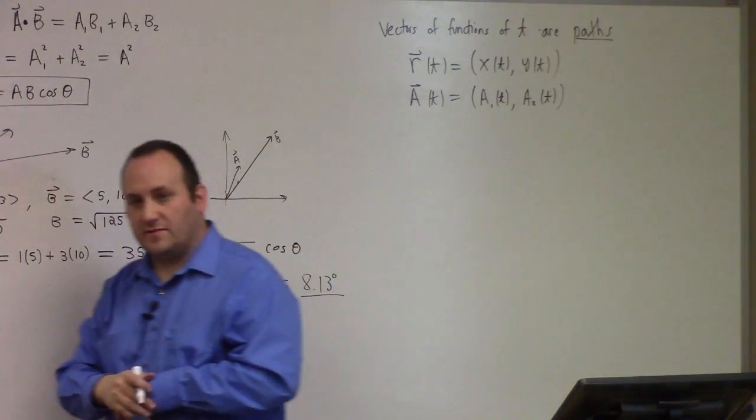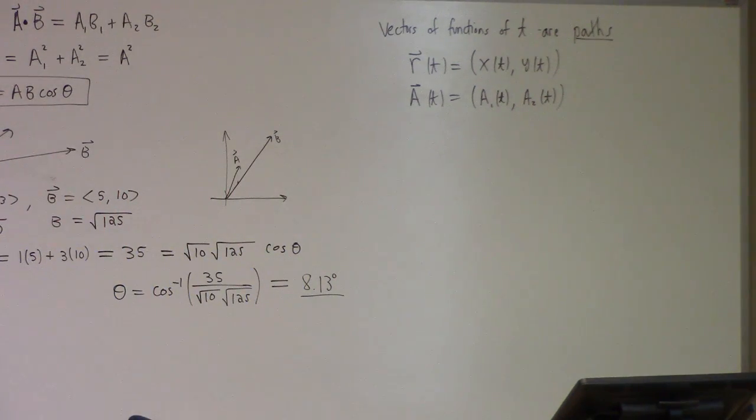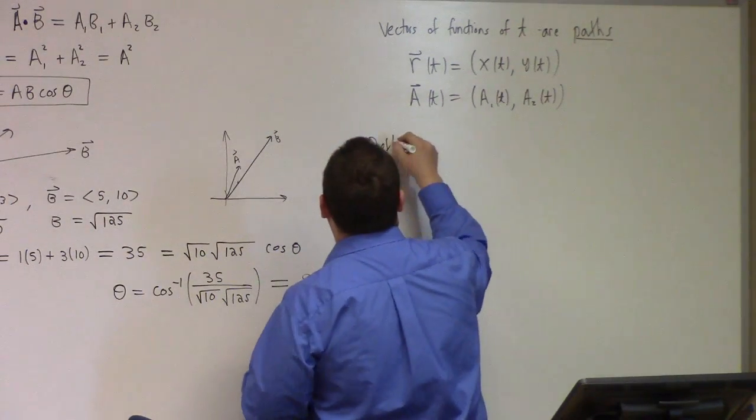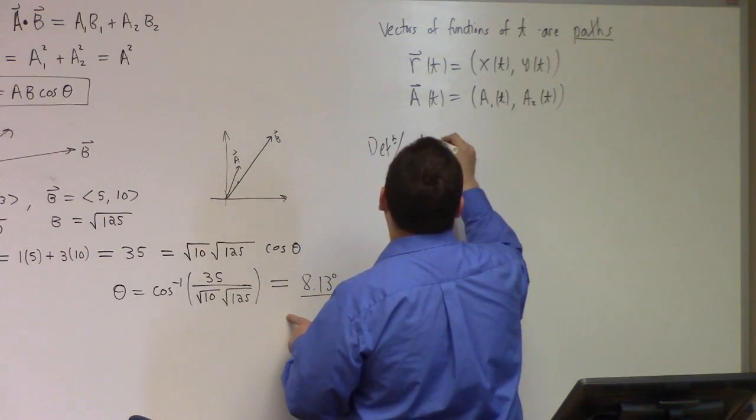And you can add vectors of functions, and you can scalar multiply vectors of functions. You can even take the dot product of vectors of functions, all just the same. All right? How do you differentiate a vector of functions? What is dA/dt defined to be?